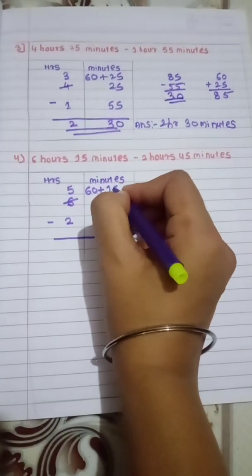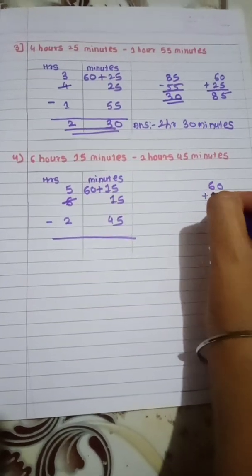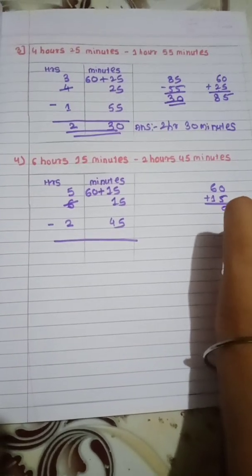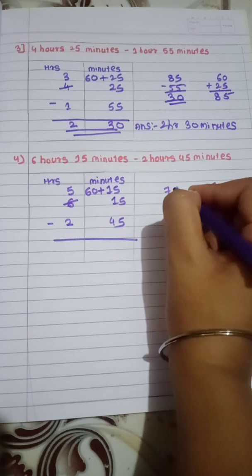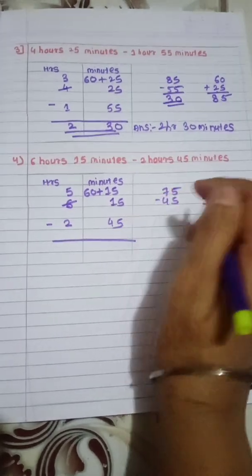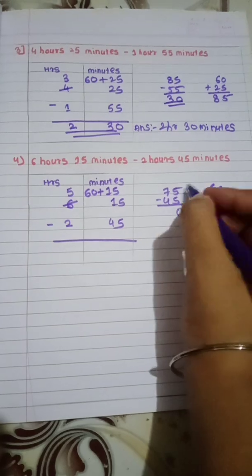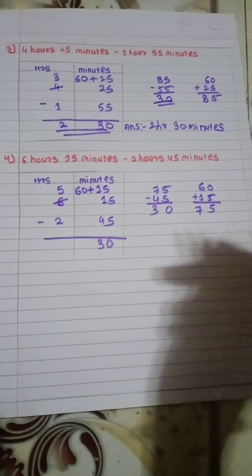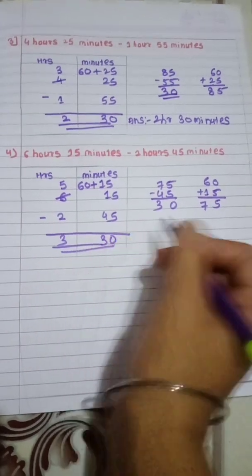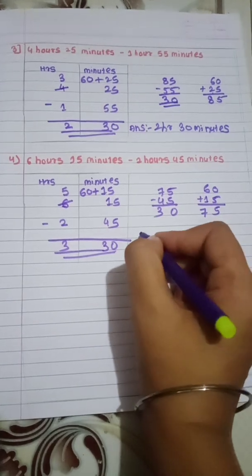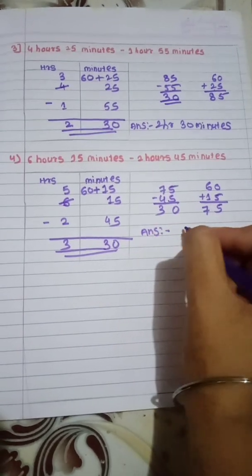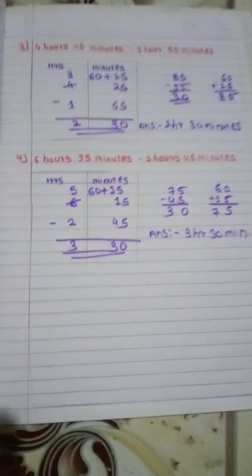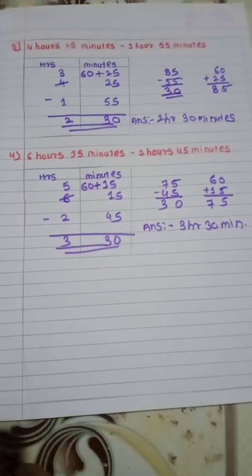So 60 plus 15 is how much? 60 plus 15 is, yes, 75. And I will subtract 45 from the 75. So 5 minus 5 is 0 and 7 minus 4 is 3. So 30. Okay. And 5 minus 2 is 3. So my answer is 3 hour 30 minutes. Okay students, understood how to do the addition and subtractions?